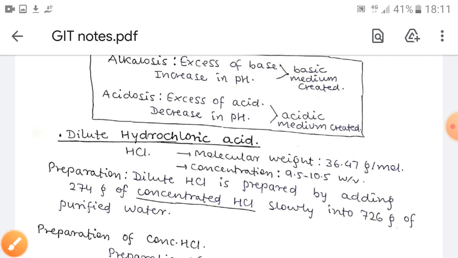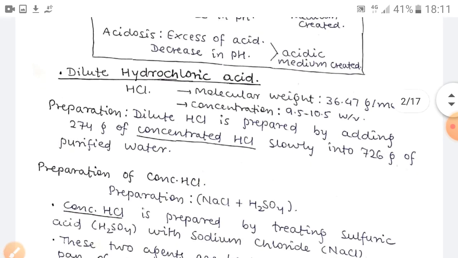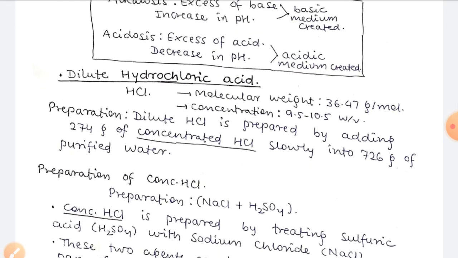Concentration is about 9.5 to 10.5 weight by volume. Preparation is by dilute hydrochloric acid, which is prepared by adding 274 gram of concentrated HCl slowly into 726 gram of purified water.